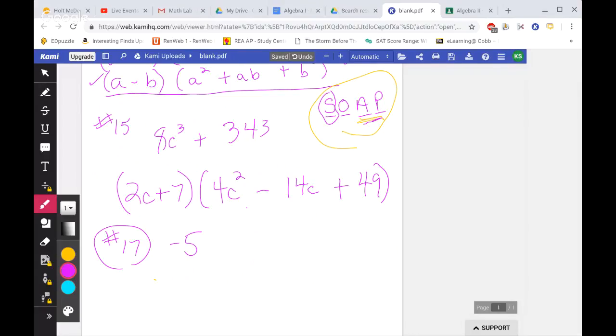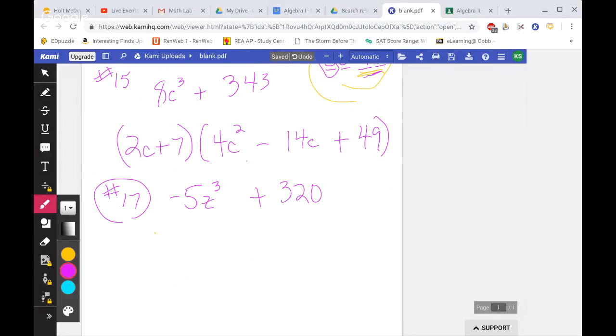Okay, 17. What do I do if it doesn't come out perfect? See if you can factor something out first. So would it be... hold on, I've got to rewrite this because I don't have space in my paper to write this. Okay.